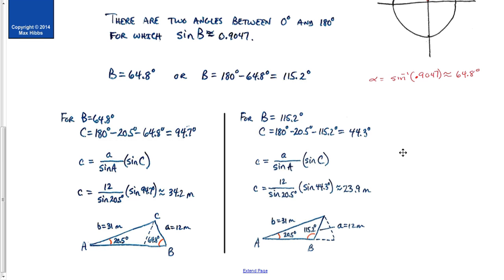Well, so we have to be a bit careful. And just a reminder that to complete our job, we needed to find B. We had two possibilities for B. We needed to find angle C, and so we found angle C that goes with this B, and we found side C that goes with this angle B. And likewise, we did the same thing over here. So we have two completely different triangles that satisfy the information, where angle A is 20.5 degrees, side A is 12, and side B is 31. Two different triangles that satisfy that information.